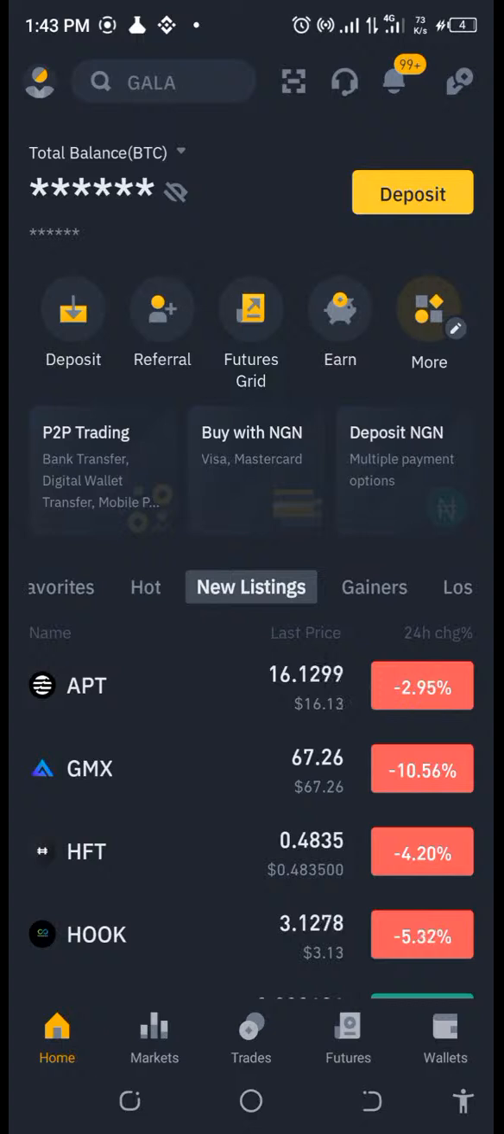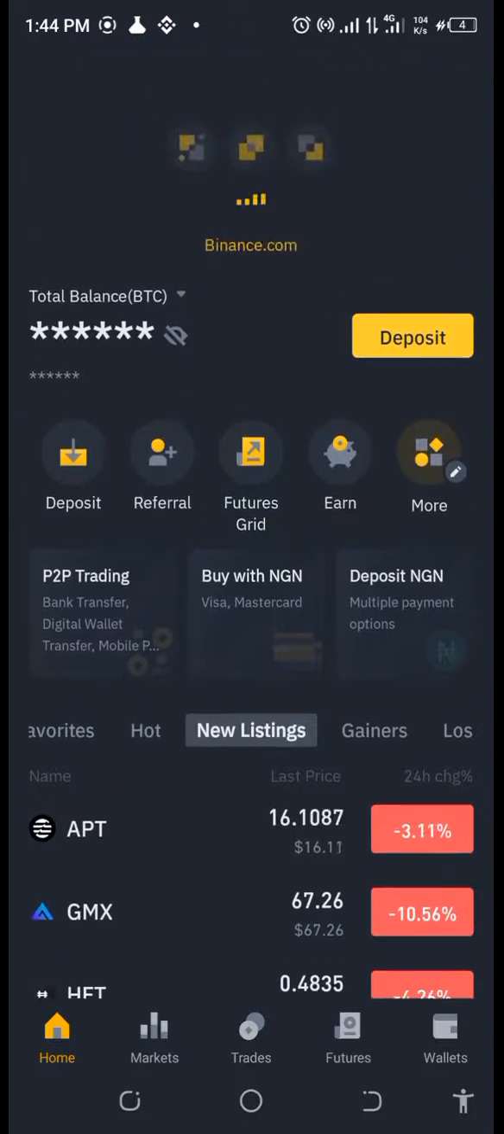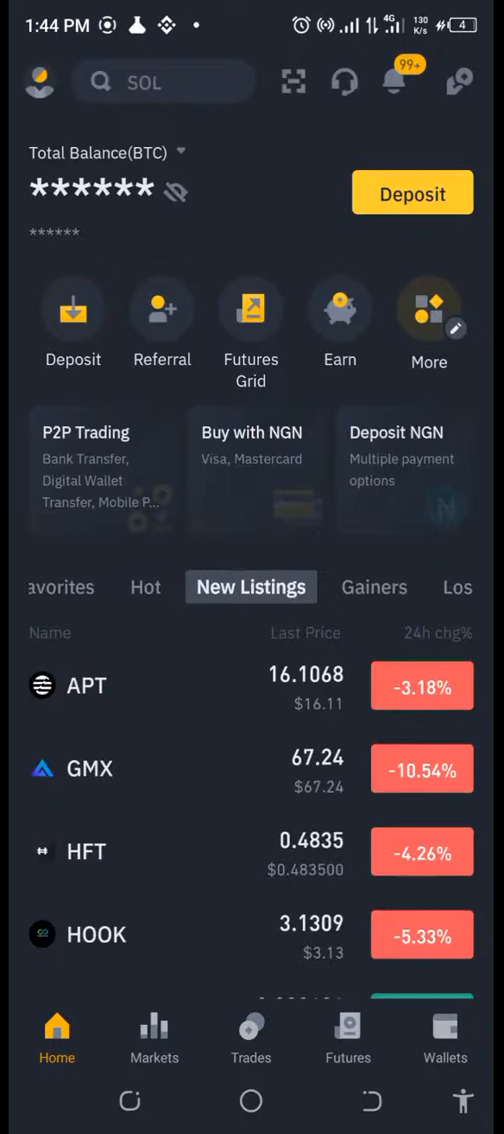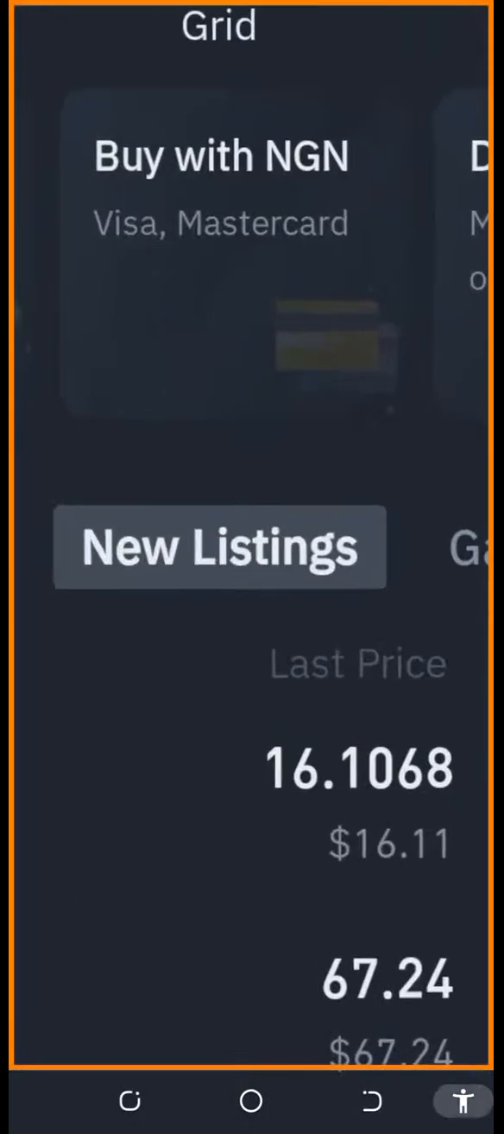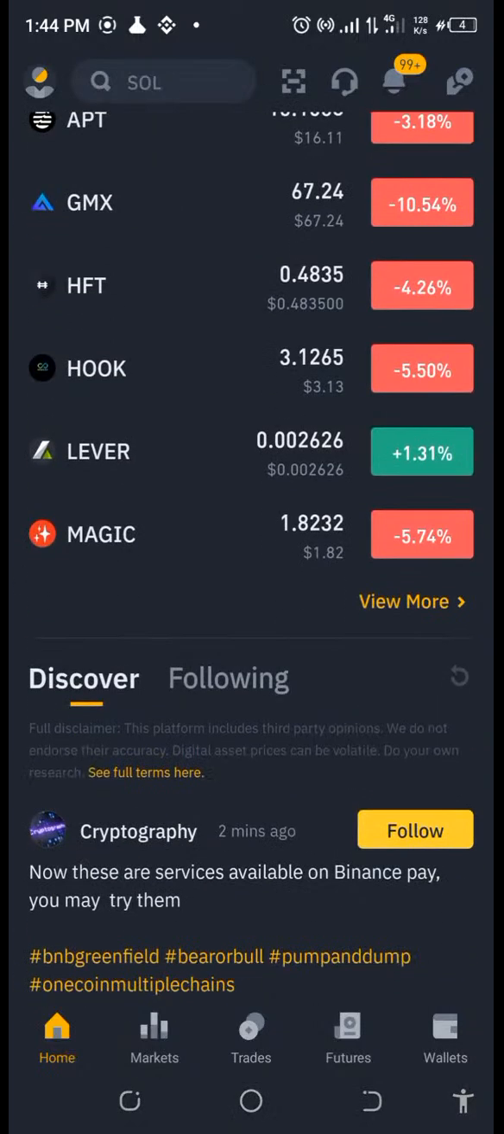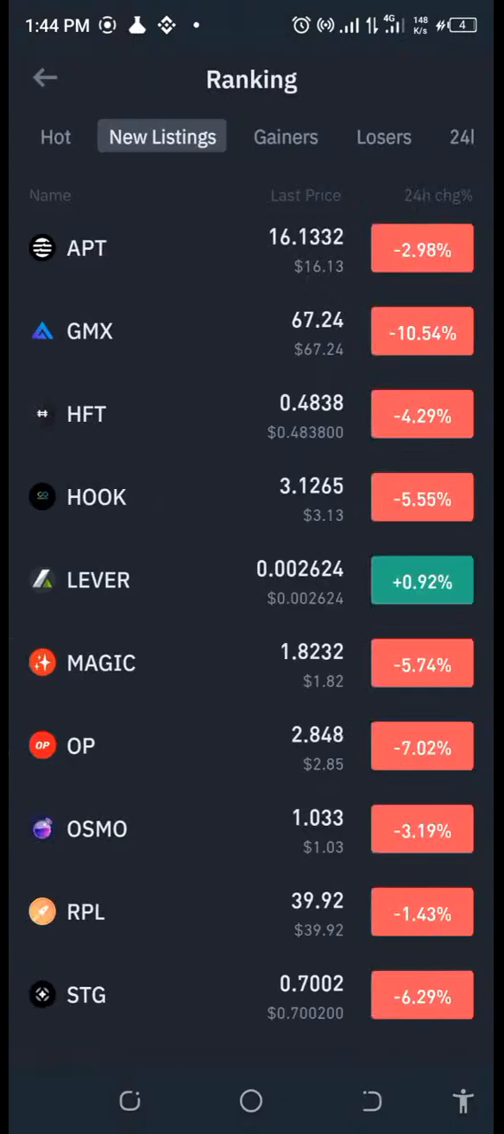All right. So today, we're going to come over to this place where it says new listings. You can refresh just to be sure that everything is set. And in this place, you get to see new coins that have just been listed. There are quite a lot of them. You can click on view more to see more of them, and then you can begin to pick each one.